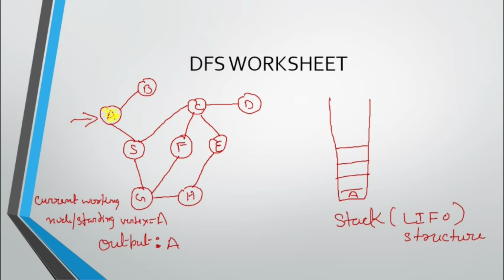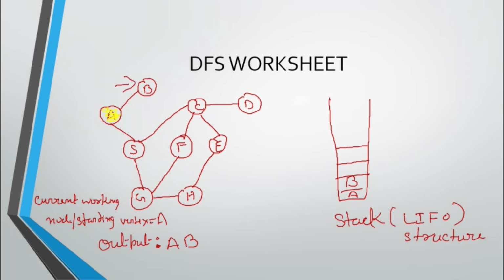Now from A I can go to B. I have to visit one vertex; that is a rule here. There is no hard and fast rule that you have to follow the alphabetical order only. But what I will do is follow the alphabetical order here. So I will go to the next vertex, that is B. Put it into the stack and write it into the output, and change the current working node from A to B.